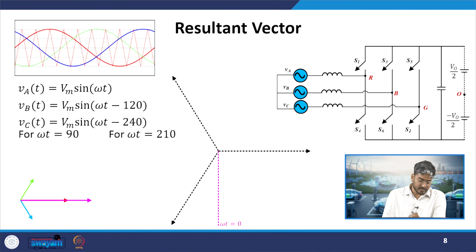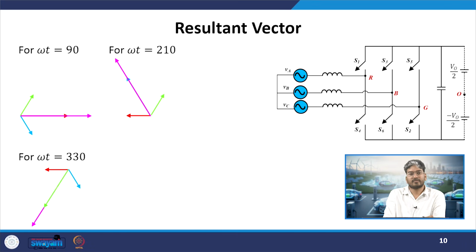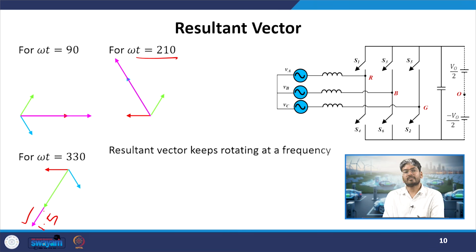Now the next example, where we have considered omega t to be 210. So if I replace this omega t by 210, it will give us values where again the magnitude remains constant at 1.5. And as a next example, where we have 330. So at omega t equal to 330, we will also find that the resultant magnitude is constant, although it has changed its angular position from omega t equal to 210 to omega t equal to 330, but the magnitude is again constant at 1.5 Vm.